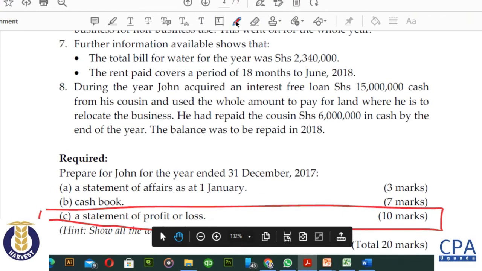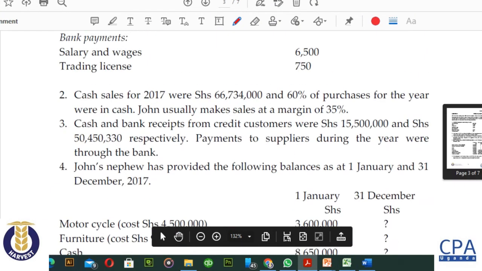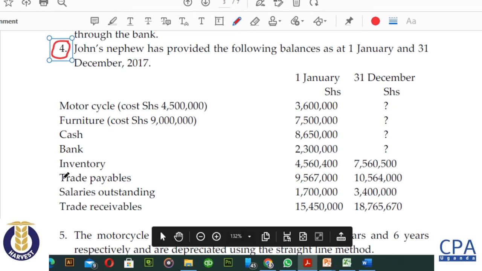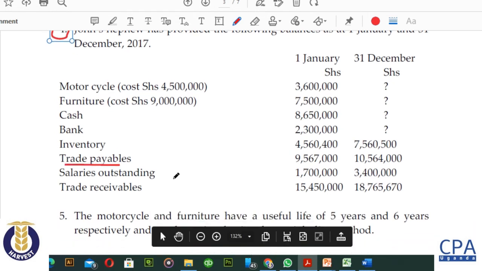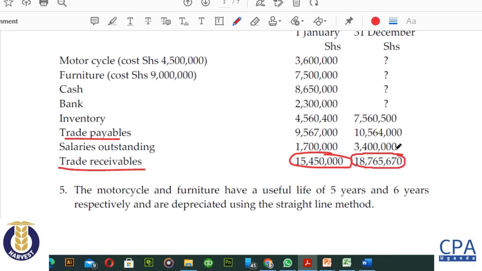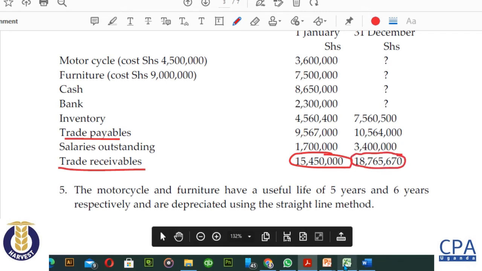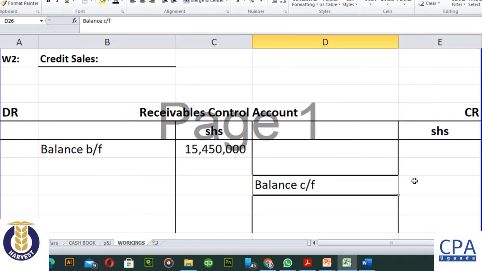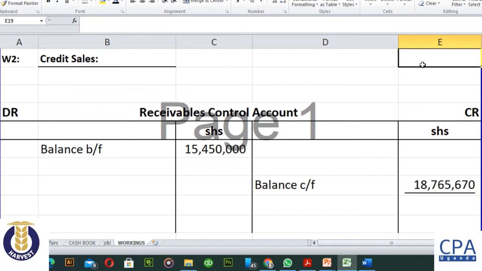When you look at our question, you'll see that in note number 4, which is always going to be the case, we are given the opening balance for the trade payables and also trade receivables. We shall also need the trade payables as well, so I'll be picking all that from here. For the trade receivables, the balance brought forward is 15.4 million and the balance carried forward is 18.7. So I pick those figures and bring them here. Balance brought forward is 15.4 and the balance carried forward is 18.7.